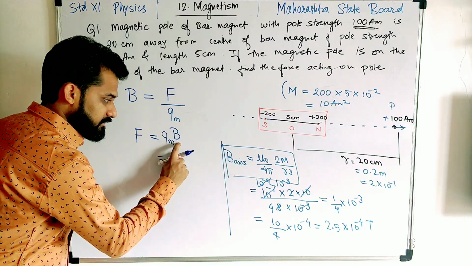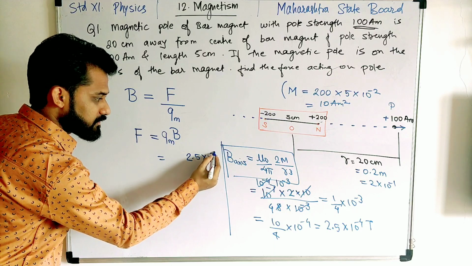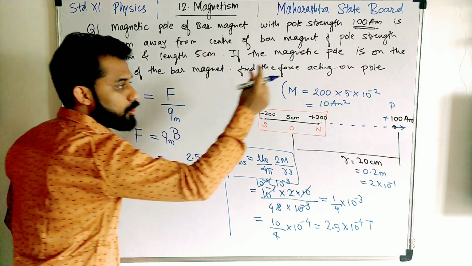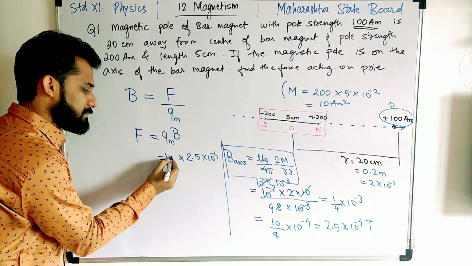So we have calculated the magnetic induction at this point. How much did it come to? 2.5 into 10 raised to minus 4 Tesla, into the pole placed over here. The strength of the magnetic pole is 100 SI units. So I need to multiply by 100.